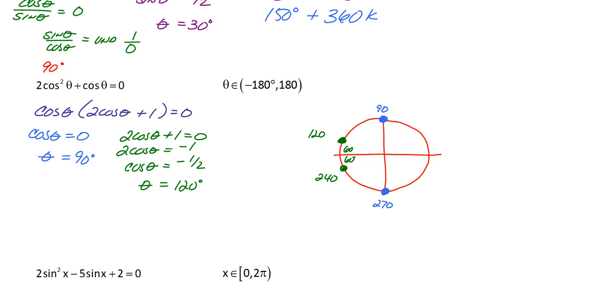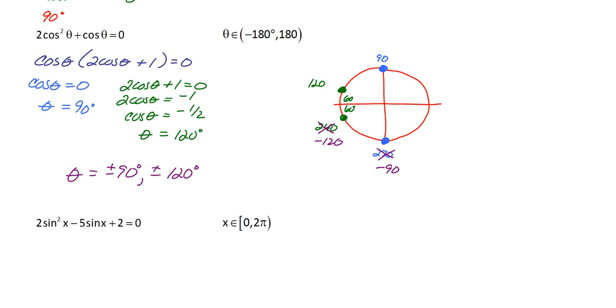Okay, but now we have to talk about our range. This is only good from negative 180 to positive 180, so we have to adjust a few of these numbers. This is the same as negative 90, and this is the same as negative 120 degrees. So our answers for this, theta is equal to plus or minus 90 and plus or minus 120 degrees. Okay? So that's that. And yes, you can list all 4 out separately if you want to. Whatever works best for you works fine for me.